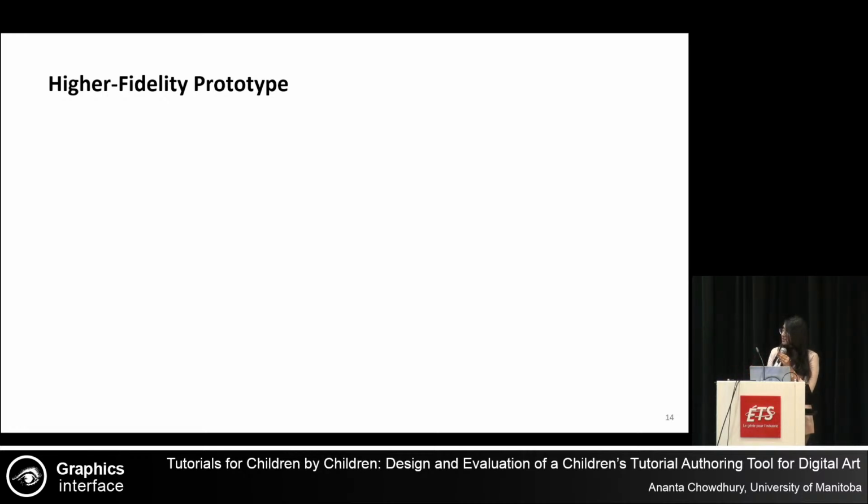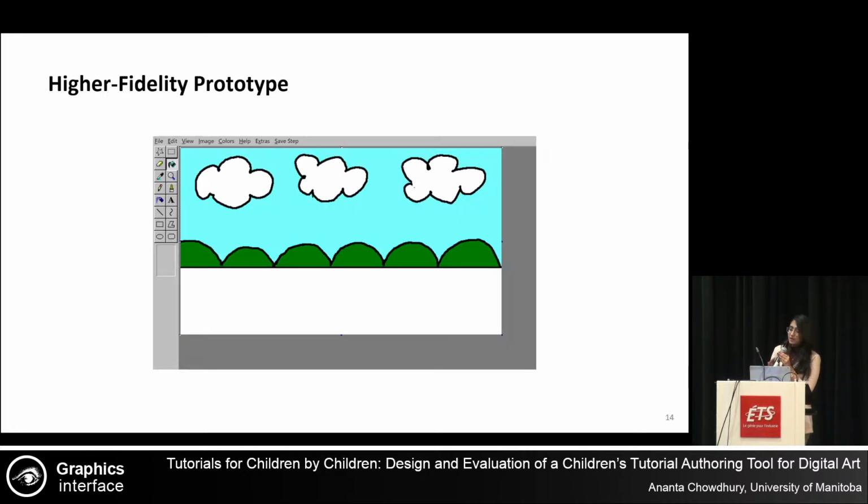So let's take a look at some of the features of our prototype. The higher fidelity prototype allows the children to capture a step while drawing. So when the child chooses to capture a step by clicking the Save Step button, the prototype automatically acquires the current step of the drawing and also the tools that were used in that step.